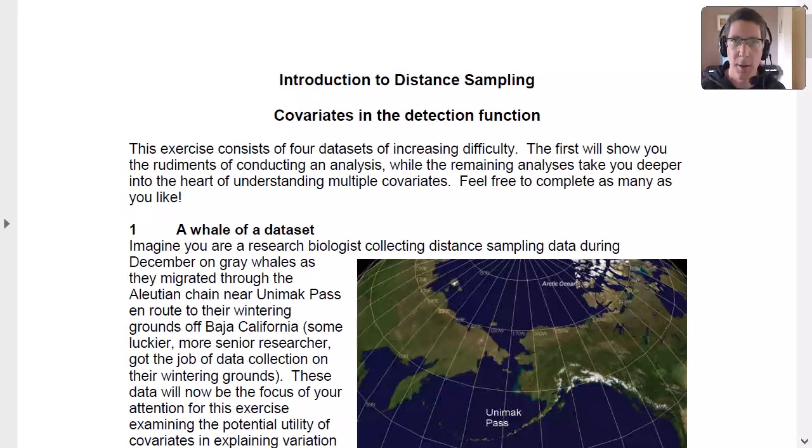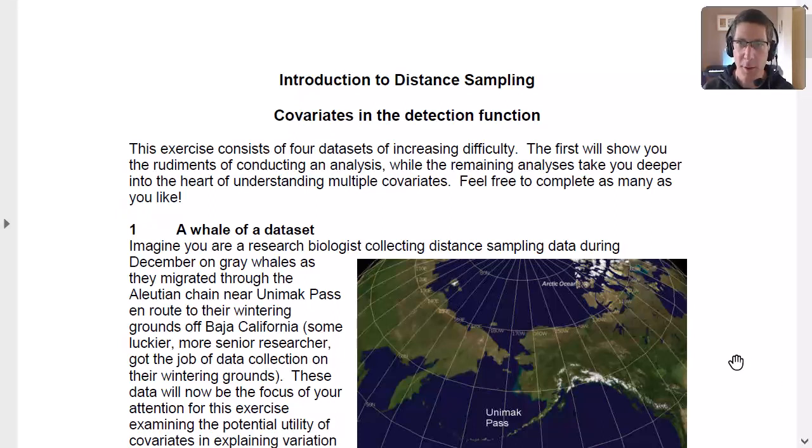Hi, Len here, and I'm going to introduce a computer practical on fitting covariates to the detection function, so MCDS analyses. We have four data sets to offer you here. They're in rough order of increasing difficulty, and feel free to do as many of them as you like.